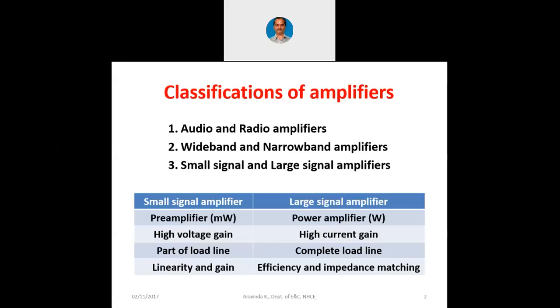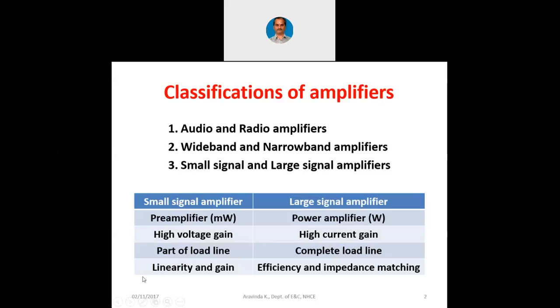But in the case of a large signal amplifier, it is going to use the complete load line, where the transistor may go to the cutoff region, or may completely come into the saturation region if it is a BJT. That is where distortion can occur. To some extent, we can bear the distortion also, depending upon the application.